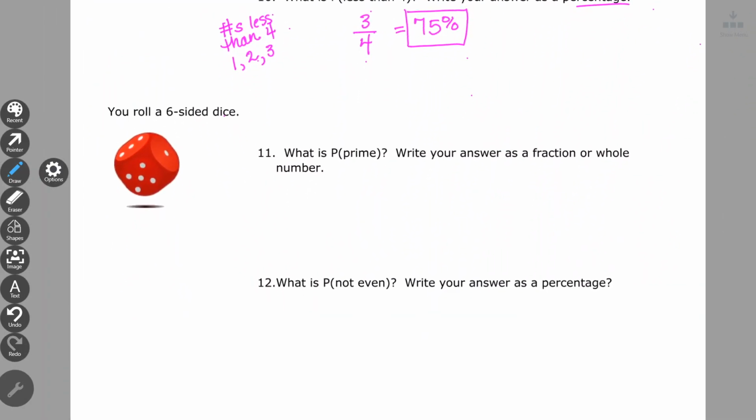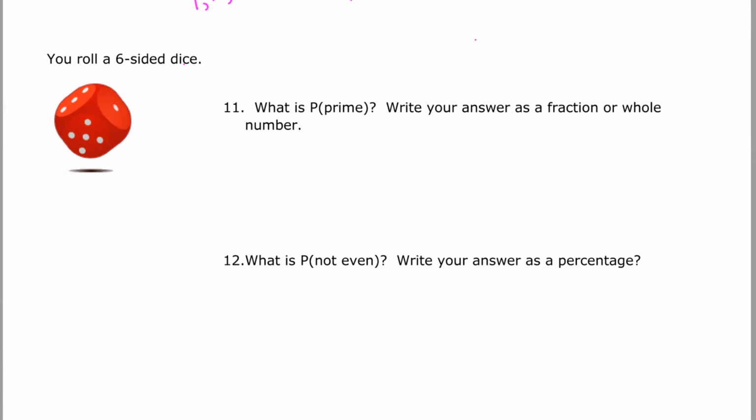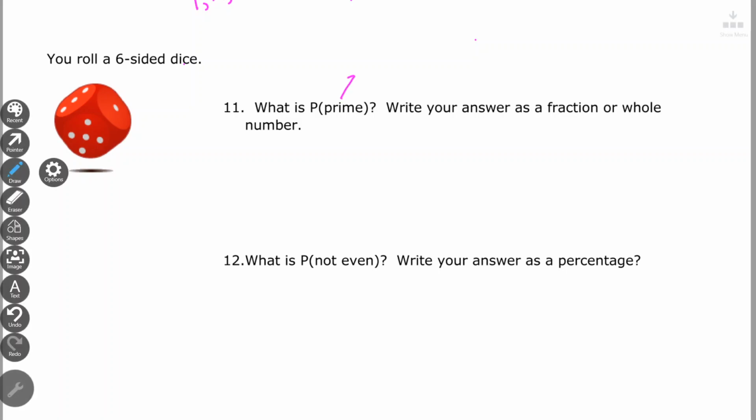All right, let's look at number 11. You roll a 6-sided dice. What is the probability of rolling a number that is prime? Write your answer as a fraction or a whole number. Now, this is something that we need to remember. Remember, a prime number is a number with factors of 1 and itself. Those are the only factors that the number has.